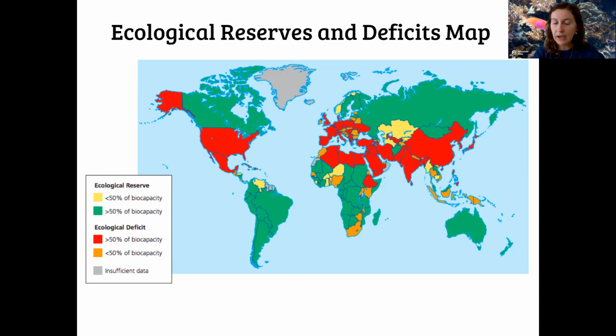How are we still alive? How has our society not collapsed if we're using more than we actually have? Well, nowadays we have something known as trade. We're able to trade with other countries, which allows us to continue to develop, even though our ecological footprint is way beyond the biocapacity of our land. Our countries in yellow and green are areas where their ecological footprint, how much they're using, is lower than the land that's available to them. So they have what's called a reserve, or an excess of resources.